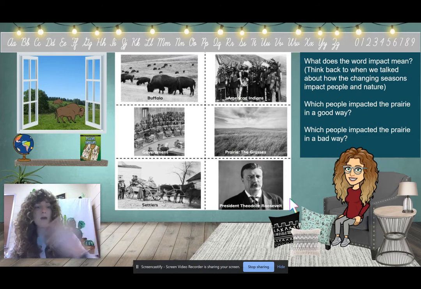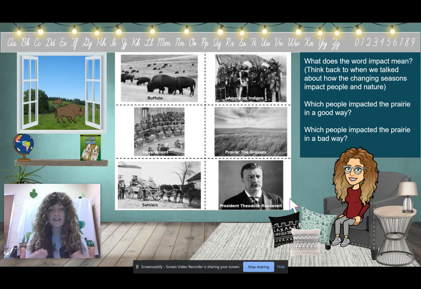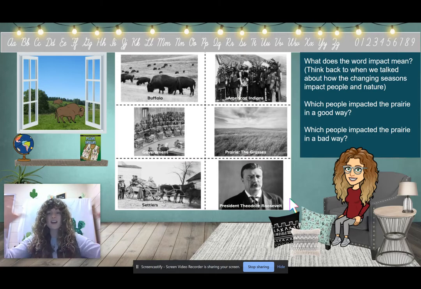If the settlers impacted the buffalo in a negative way, what does that mean? When we talk about impact, that means things that caused changes. So how did the settlers and the government cause changes to the prairie? When we are talking about the main lesson of this book, we learned that the American Indians took care of the prairie by setting fire to the grasses to help put nutrients back in the soil. That was a good way that the Native Americans impacted the prairie. They made changes to the prairie for a good reason. How did people impact the prairie in a bad way? What kind of changes were made to the prairie in a bad way?